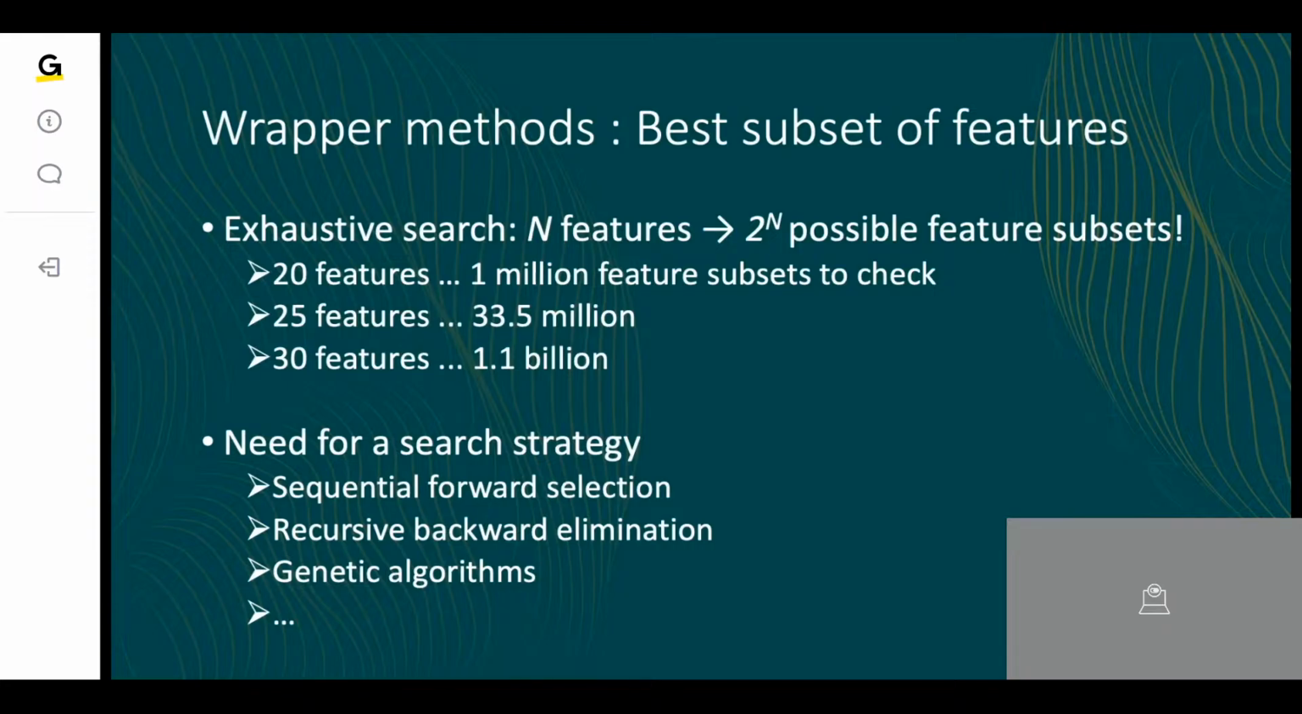So typically, greedy algorithms are applied to try and figure out these n features on which you should build your model. You could, for example, think about a sequential forward selection method, a recursive backward elimination method. You could use GAs and similar methods.